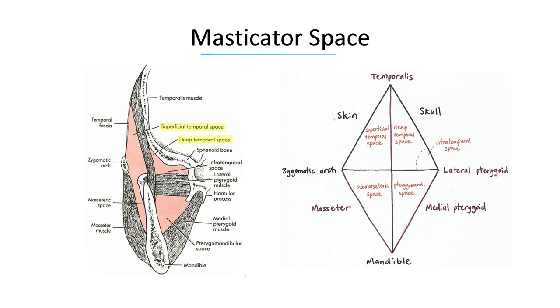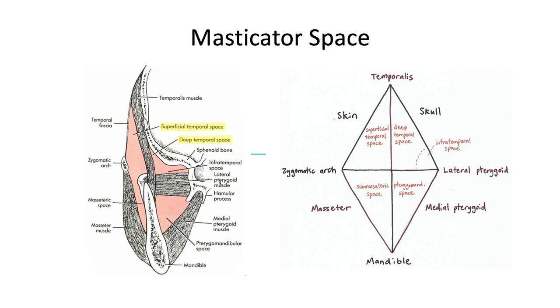So the masticator spaces are the last three we talked about: the temporal spaces, the masseteric spaces, and the pterygomandibular space. They're called masticator space collectively because they all involve the muscles of mastication. And here is a drawing of those muscles and the spaces that they create boundaries for.